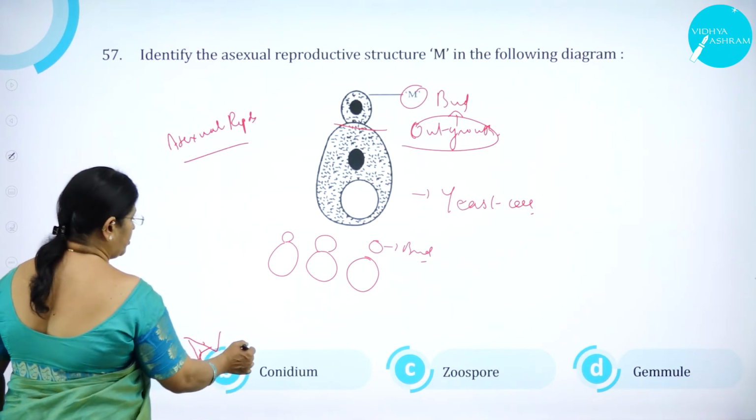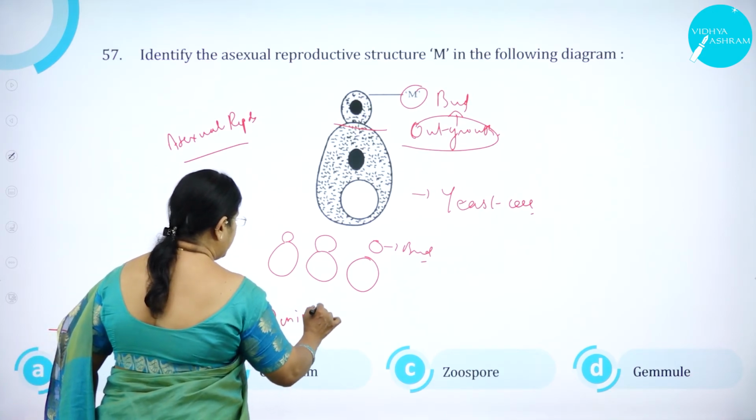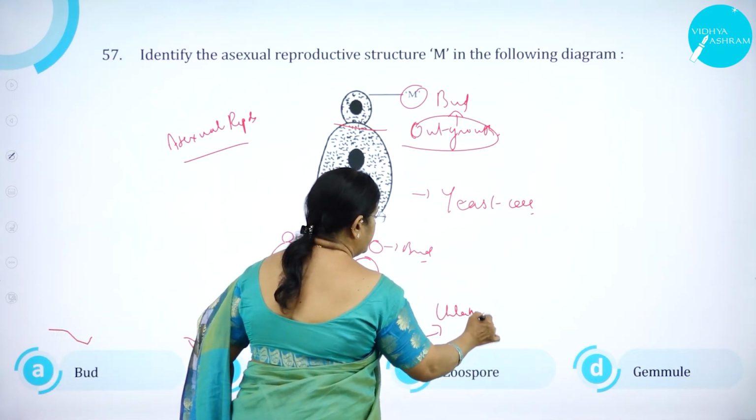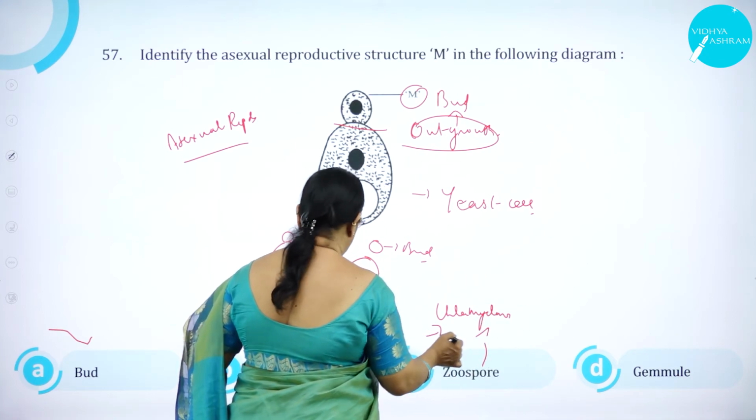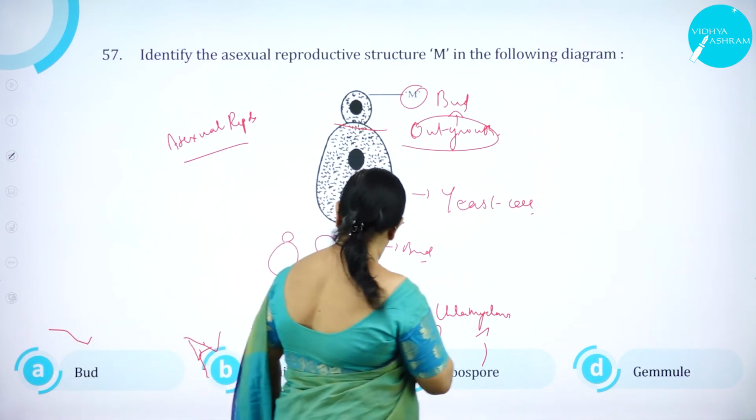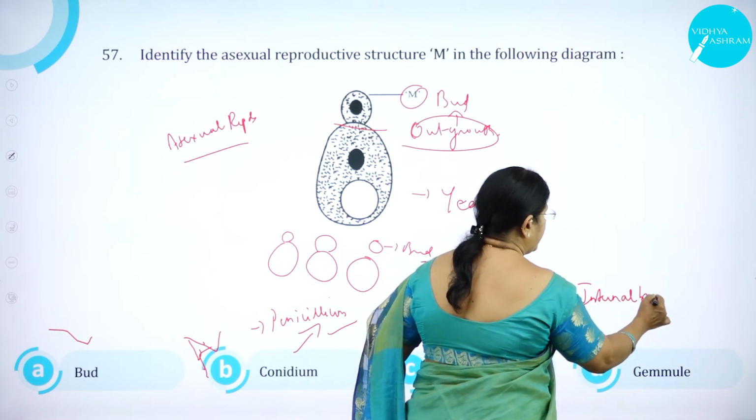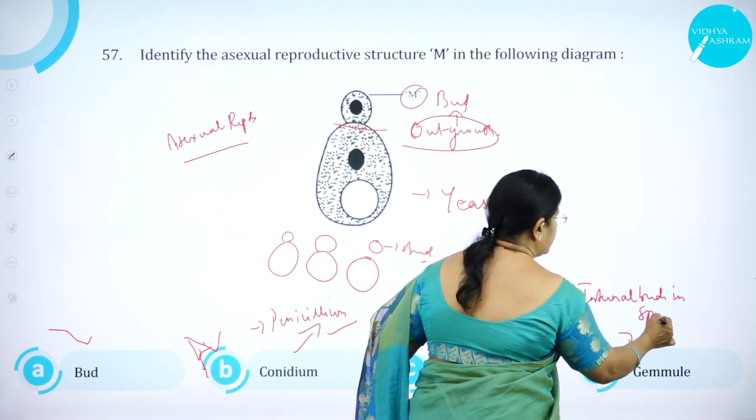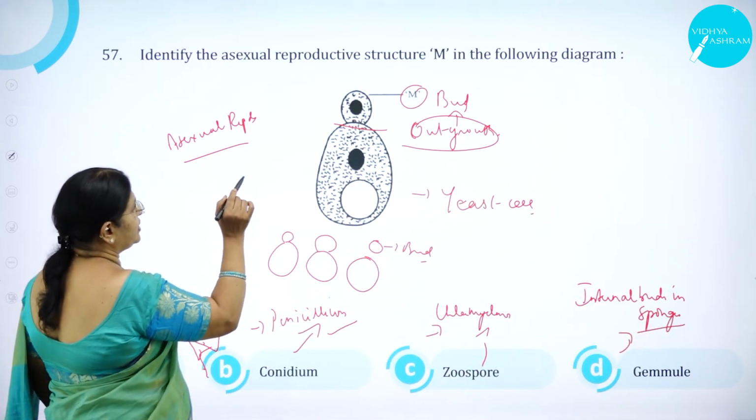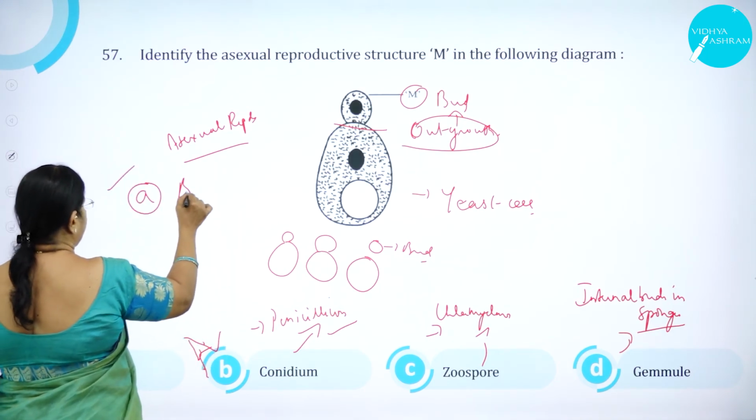So bud. Conidium, you can see in Penicillium. Then zoospore formation in Chlamydomonas. These are the asexual reproductive structures in Chlamydomonas. This conidium is an asexual reproductive structure in Penicillium. Gemmules are internal buds in sponges. So what does M represent? Bud. Option A is correct, that is bud.